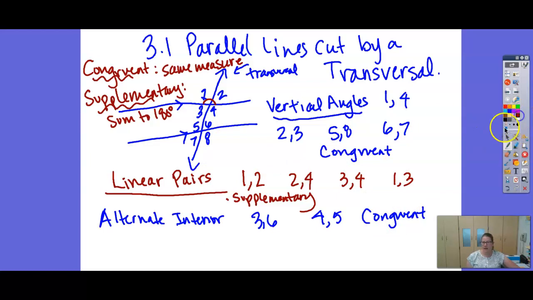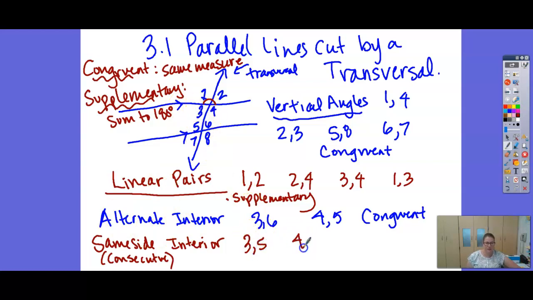Okay. Then we also have same side interior. So they're still on the inside. They're still between the parallel lines. Sometimes they're called consecutive interior. And consecutive interior or same side interior, they are like 3 and 5 and 4 and 6, and those are going to be supplementary angles. They're going to be supplementary to one another.